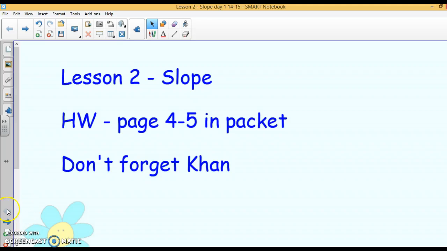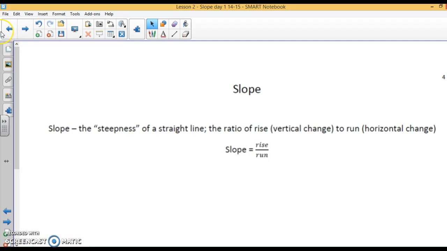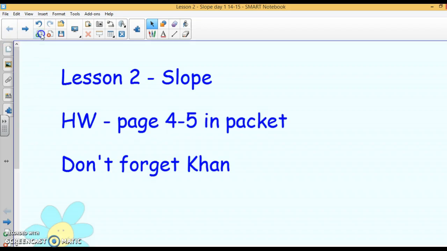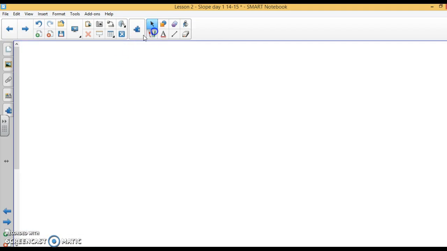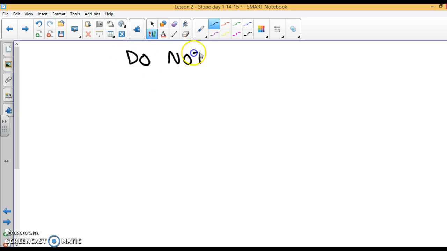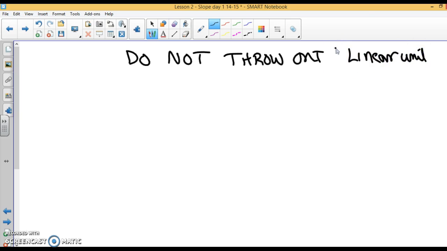This is the second lesson in the first part of our linear unit. It is slope. And the homework that goes with this is pages 4 and 5. Now, I am going to ask you right now to get out a sheet of paper. And on the top, write "do not throw out." And I'm going to put "linear unit."